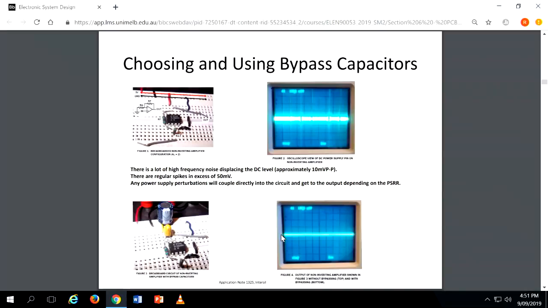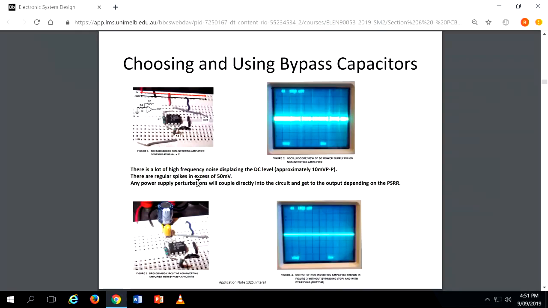Then choosing and using bypass capacitors. Sometimes even on the breadboard, people have noted, when you put an appropriate bypass capacitor, there is a lot of high frequency noise riding on the DC level. See, approximately 10 millivolt peak to peak. This one, where they have observed it, is in the supply line. Your supply line, see, has lots of noise. There are regular spikes in excess of 50 millivolt because of the switching.